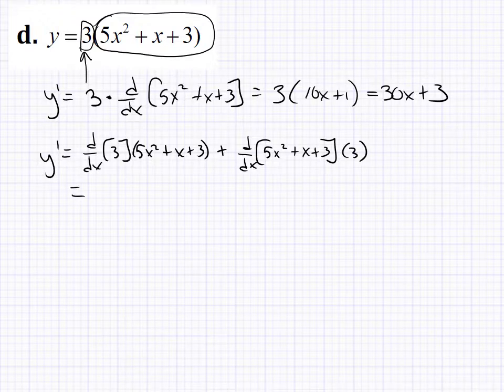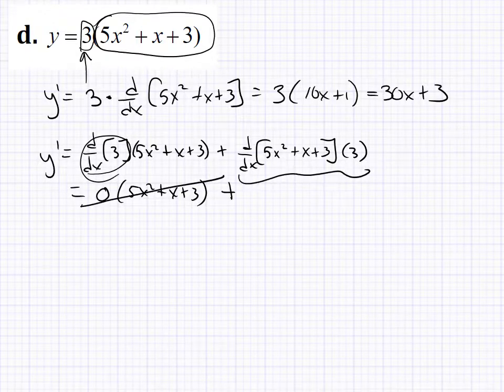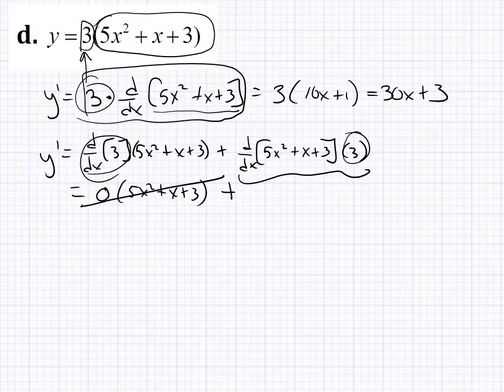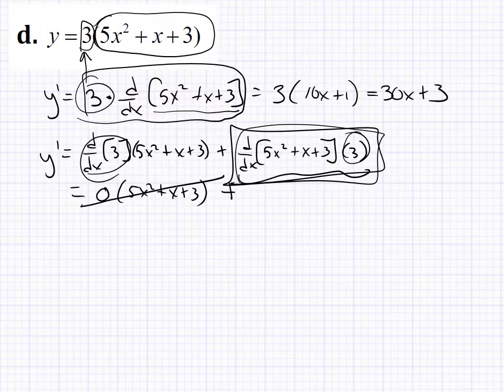What you're going to see is that the derivative of this is going to be 0 times 5x squared plus x plus 3, in which case this whole piece is just 0, plus then we have this. Well, that is the derivative of 5x squared plus x plus 3 times 3 itself, which is exactly what we did here. And so if it's 0 plus this, it's essentially just this piece, and that piece's derivative would give you in the end 30x plus 3, just giving you that as your answer.